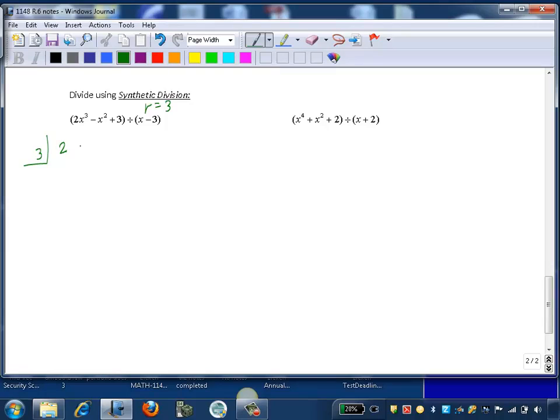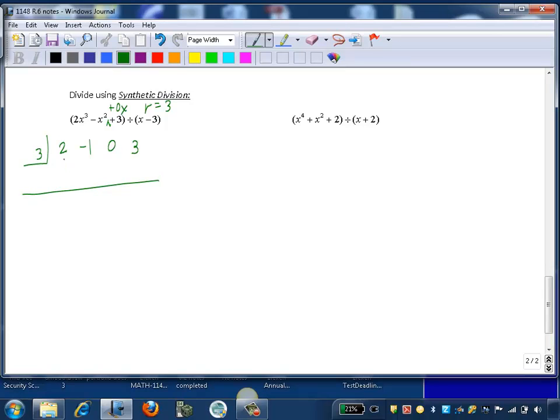And then instead of negative x squared, I'll put the negative 1. Now notice it's missing, quote unquote, an x term. So we did a placeholder when we did long division. So in this case, we also want a placeholder. We want to fill in a 0 for that x coefficient, and then the constant 3. So we're going to leave a row that we're going to fill in here, and then draw a line across.